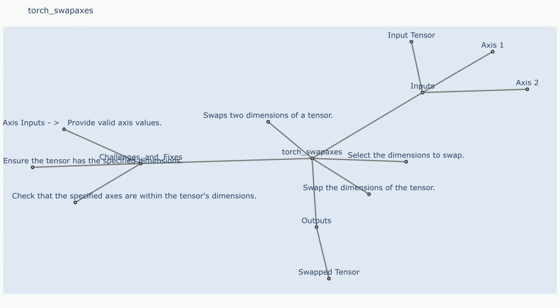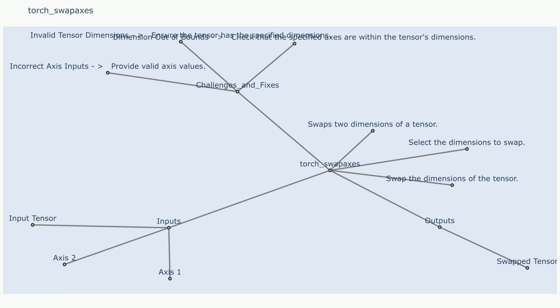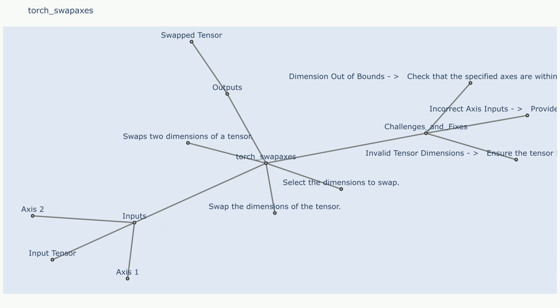Challenges and fixes. Challenge 1: invalid axis indices. If the provided axis1 or axis2 values are outside the range of the tensor's dimensions, 0 to number of dimensions minus 1, an error will be raised. Sample use case that resulted in challenge 1: tensor = torch.randn(3, 4, 5); swapped_tensor = torch.swapaxes(tensor, 0, 4). Error: axis 4 is out of bounds for tensor of dimension 3.